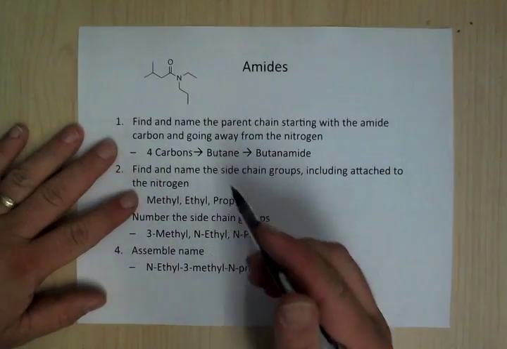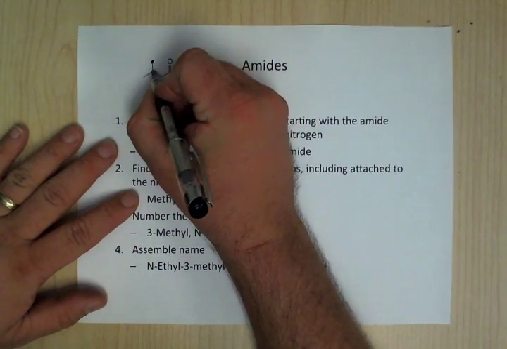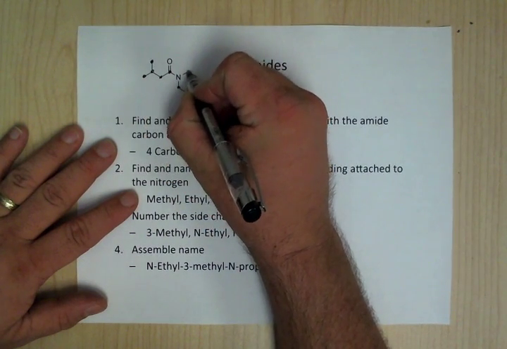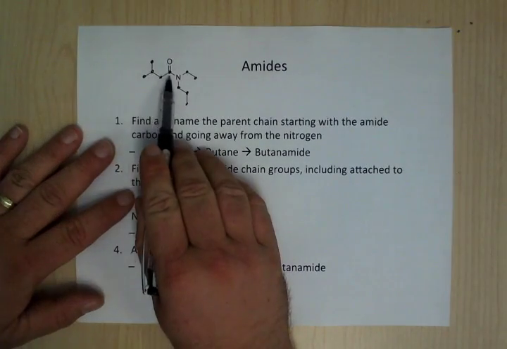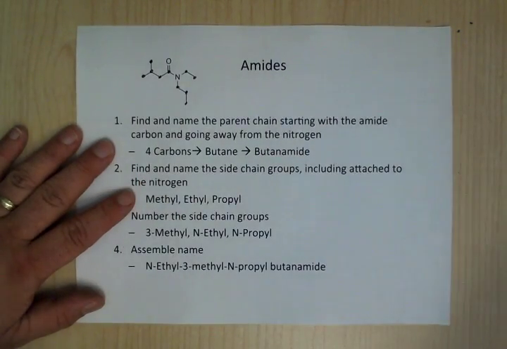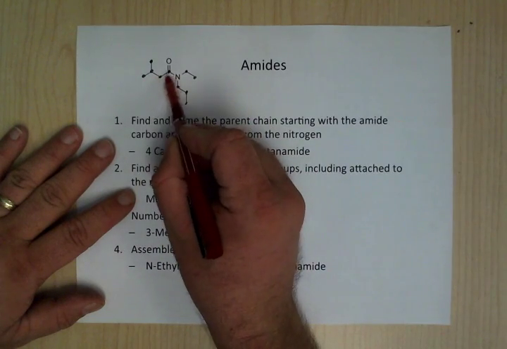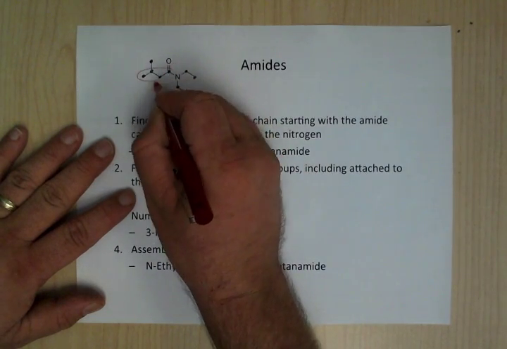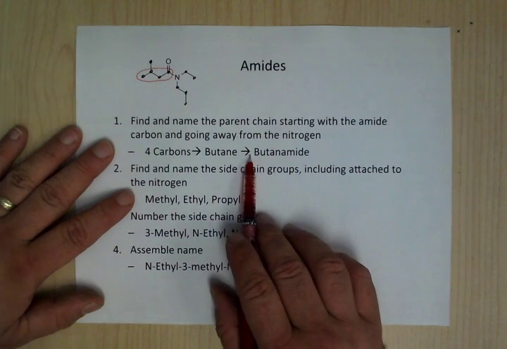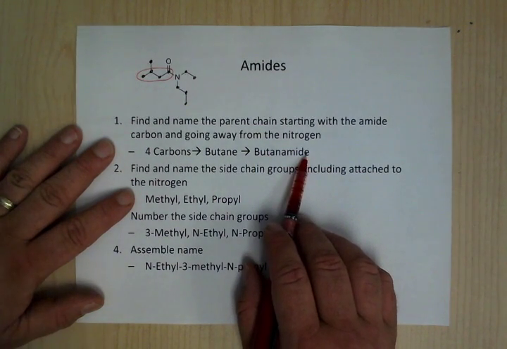Okay, so here we go. We've got this molecule here, and I'm going to put in the dots for the carbons. The main chain is on the C double bond O side, going away from the C double bond O. So it goes 1, 2, 3, 4. It's going to be 4 long. So butane becomes butanamide, or sometimes you see butamide. That's fine, too.